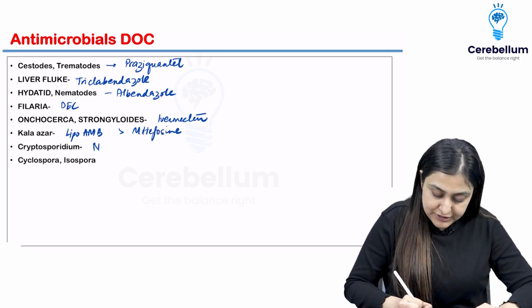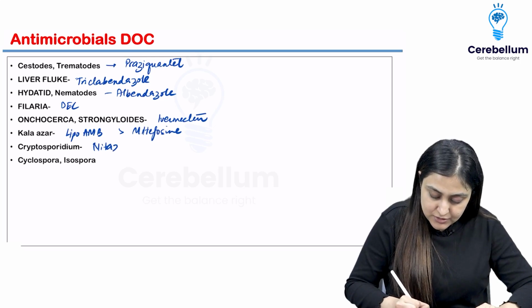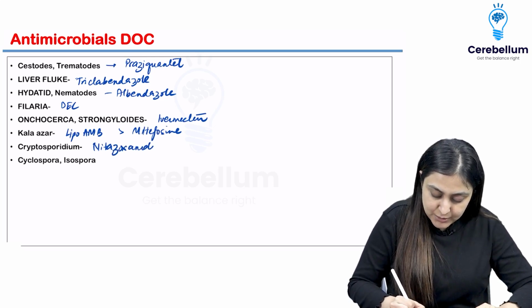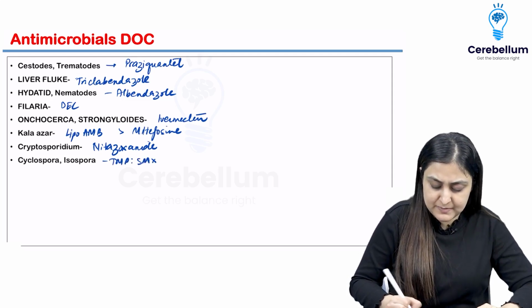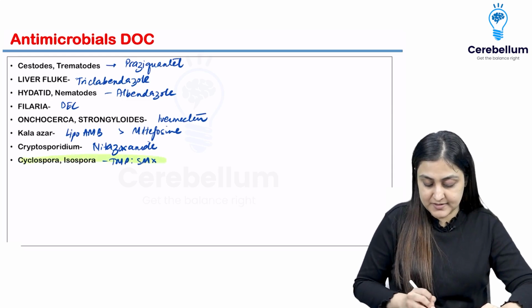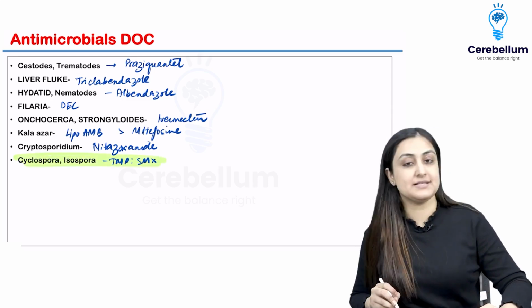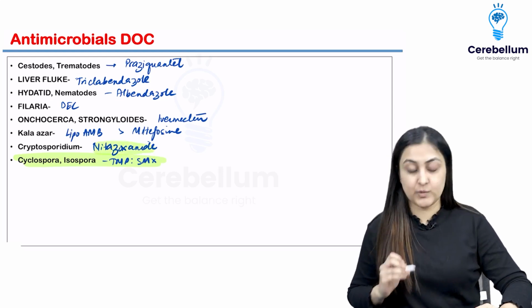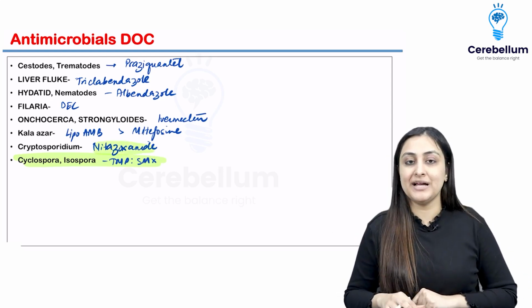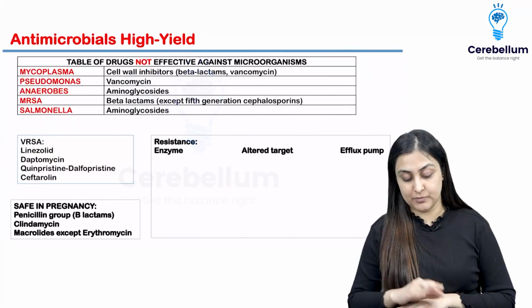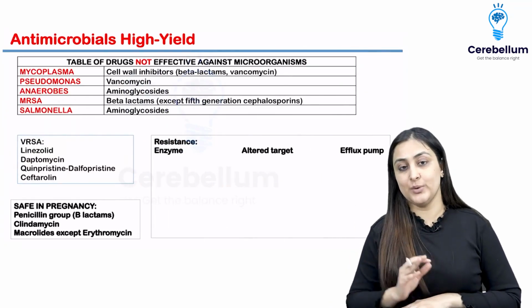For cryptosporidium, it is nitazoxanide. Whereas cyclospora and isospora is again TMP SMX. So TMP SMX seems like a very important category, isn't it? So this can be tested. This is also a repeat question. Alright, so this is a compilation of all of the antimicrobials. Let's do further questions from this.